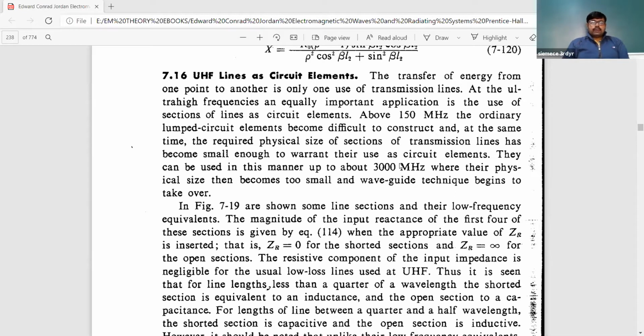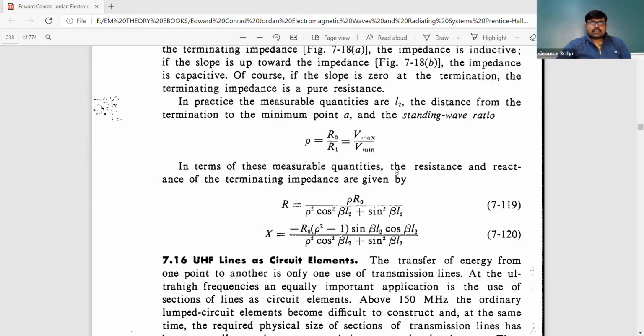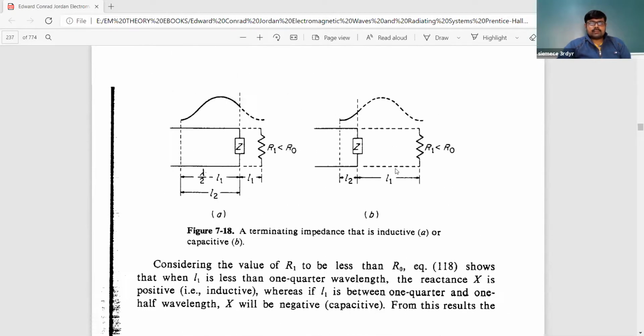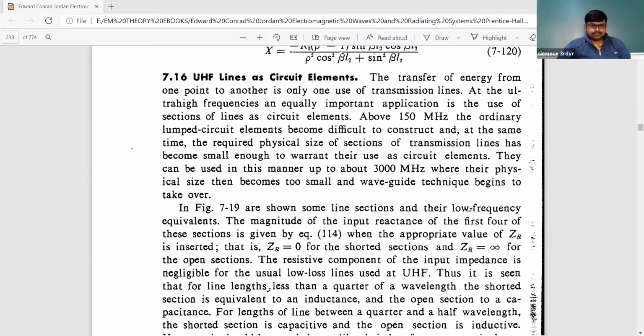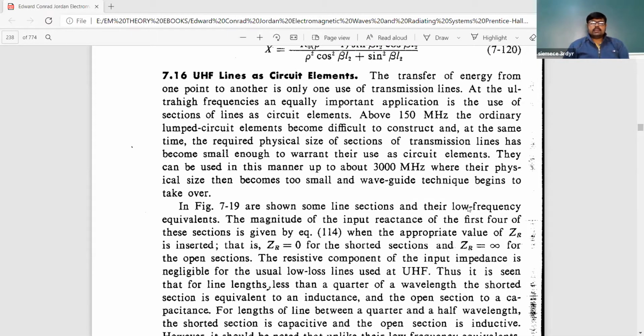So what are the different UHF line parameters? In our previous class, we saw the ultimate resultant equation associated with equation number 7120. Today we will start our discussion on UHF lines as circuit elements.